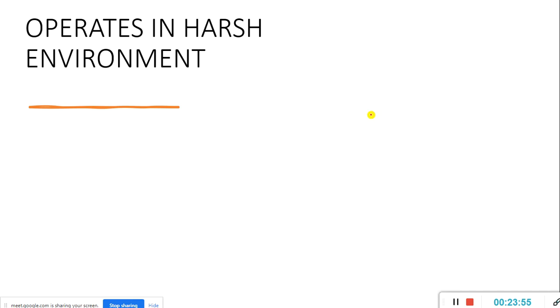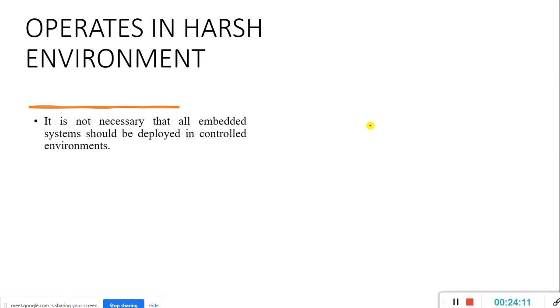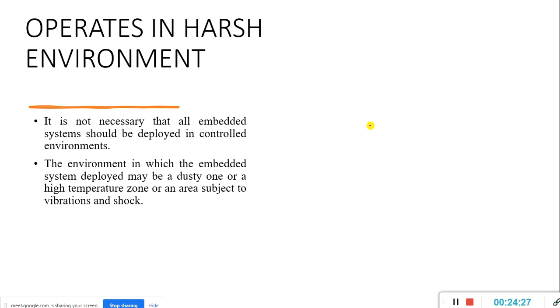Now, what about the harsh environment? Real-time embedded systems operate in harsh environments. What do you mean by this? All the time it is not necessary that all embedded systems should be deployed in a controlled environment itself. Maybe somewhere else I can deploy my embedded systems in an uncontrolled environment also. What do you mean by controlled environment and uncontrolled environment?